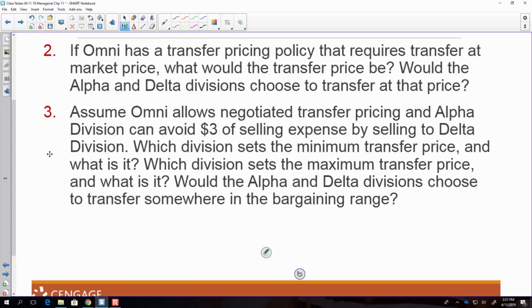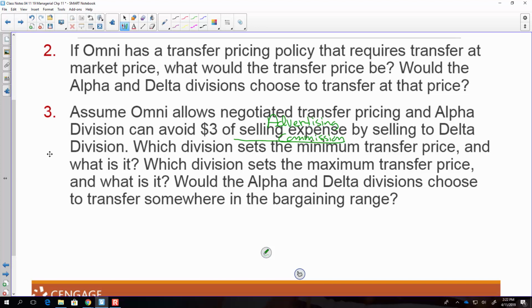But then they talk about a negotiated price. It says here, Alpha could avoid $3 of selling expense. And in this case, selling expense means what? Probably advertising, marketing, maybe a commission. There's no commission on sales between divisions, because there's nothing a salesperson can really gain or lose by selling to that person. So we're saving something.